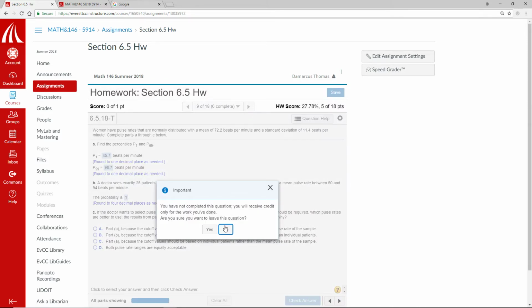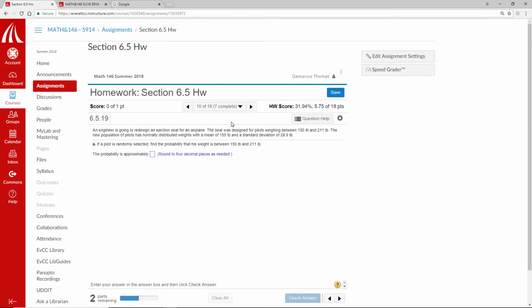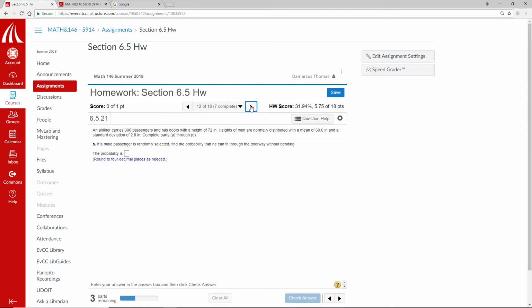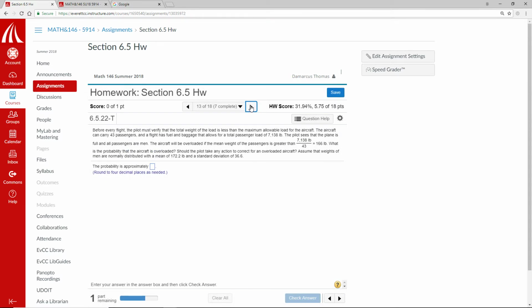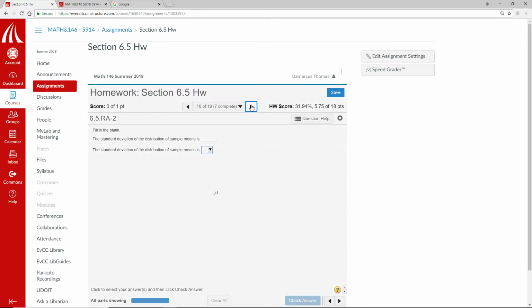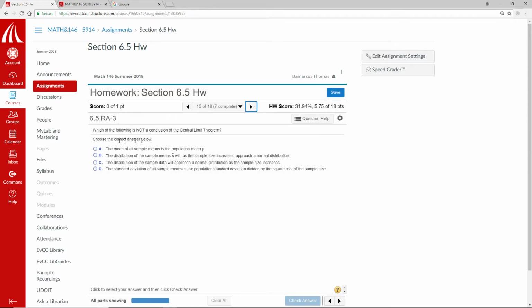Okay, let's keep going through this. I think this was pretty helpful. Not much else really going on. I mean, all the problems are pretty much the same, different scenarios. And then once you get to this part, these types of problems are basically just kind of fill in the blank and stuff like that.